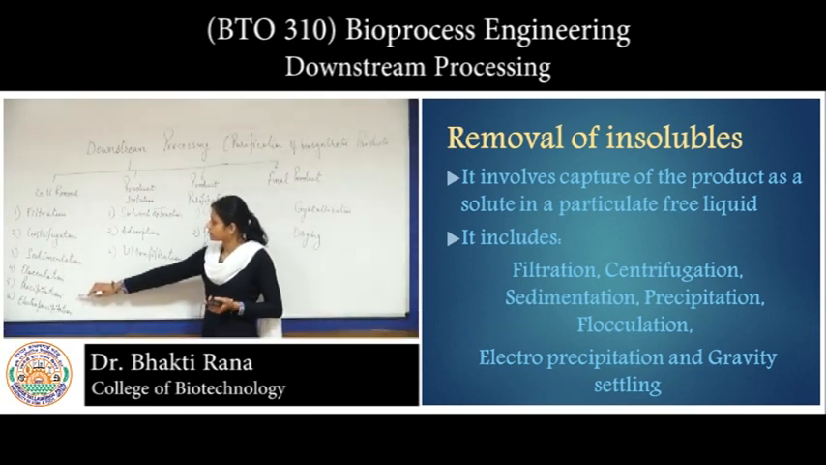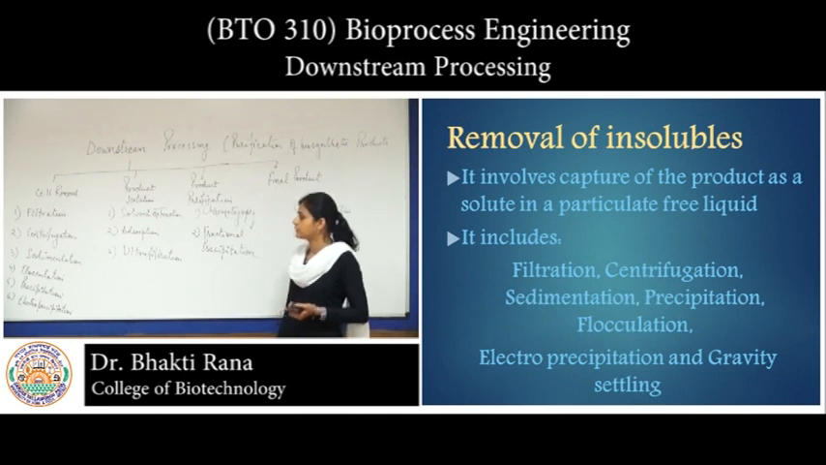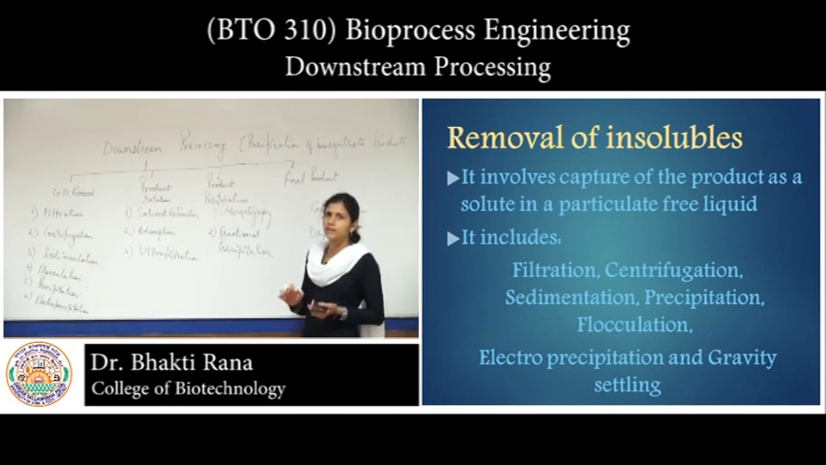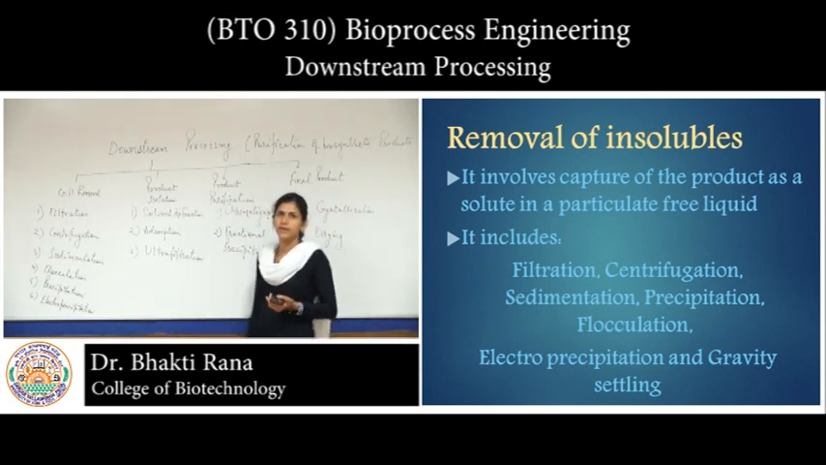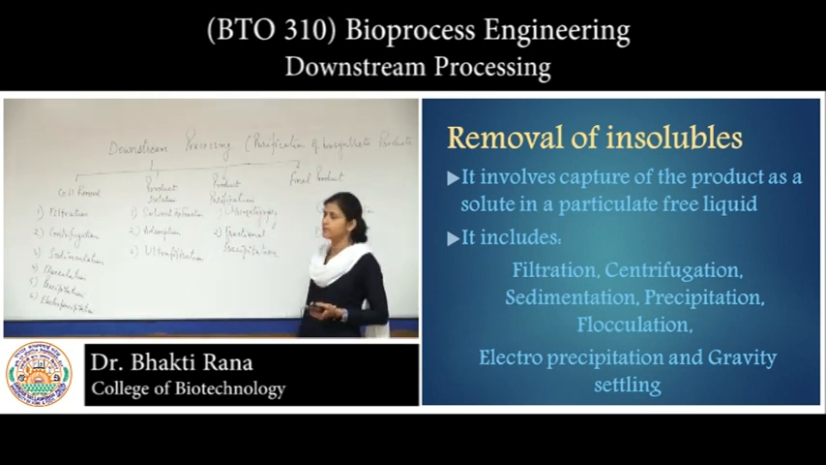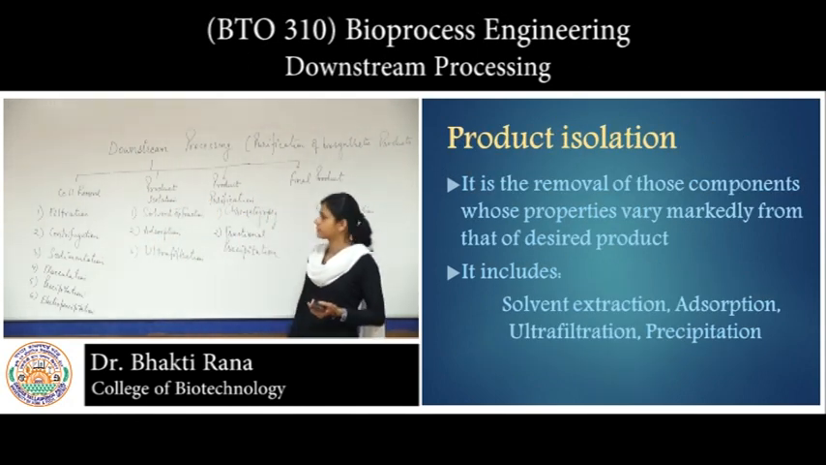Then next, for cell removal, you have the technique of precipitation, as we are very familiar with precipitation at home also, where you just heat it and whatever extra is there will precipitate. Then electroprecipitation is where you precipitate by supplying electricity. Then after you have removed the cells, you will have to isolate the product.